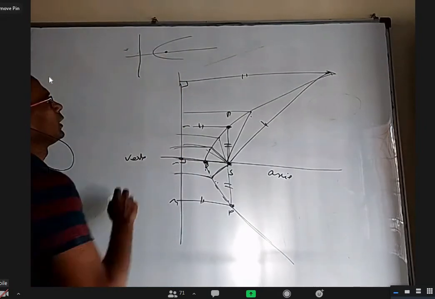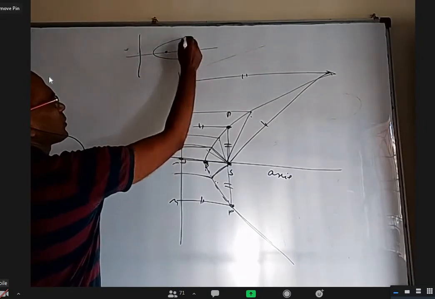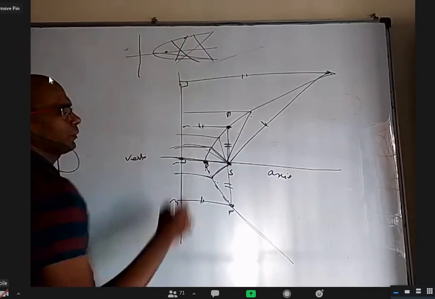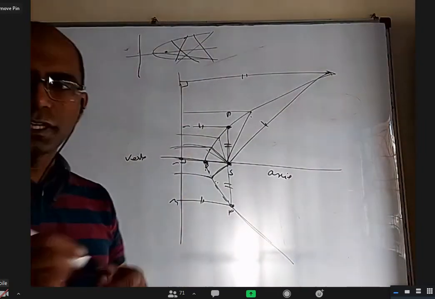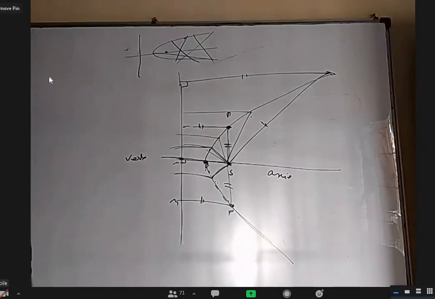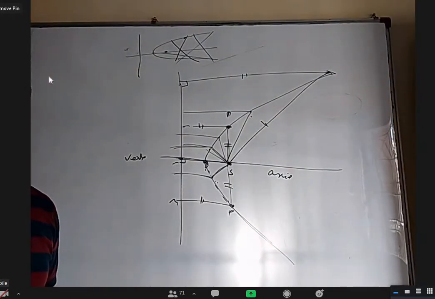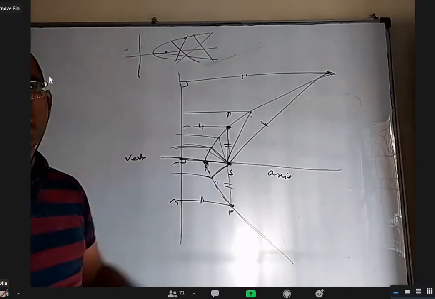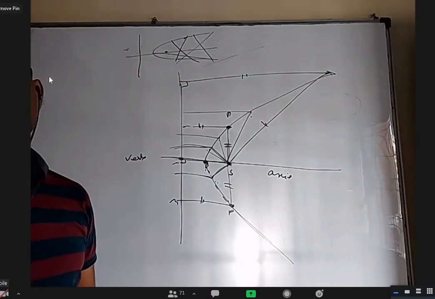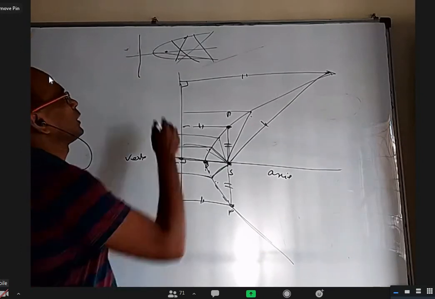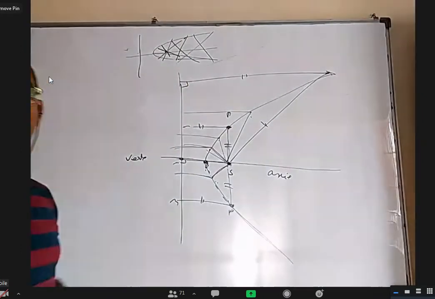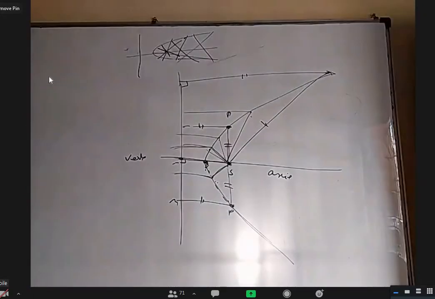Take any 2 points on the parabola and join them, any 2, doesn't matter. In a circle, if you join any 2 points, what is that line called? Chord. Like that here also, all these lines which are joining 2 points on the parabola are called chords of the parabola. But if a chord passes through the focus, they are called focal chords. How many focal chords will be there?